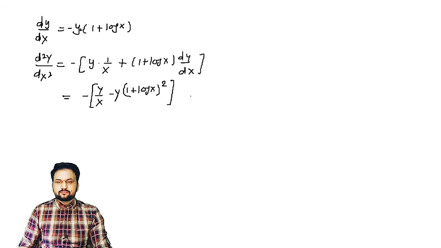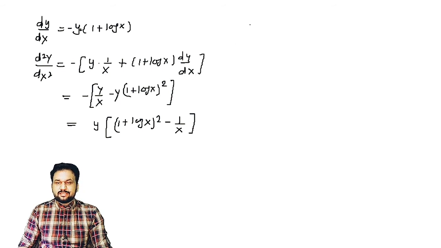Logic clear? And also I can write this relation by taking y common, and the negative can absorb: 1 plus log of x whole square and minus 1 by x. This is your double order derivative.